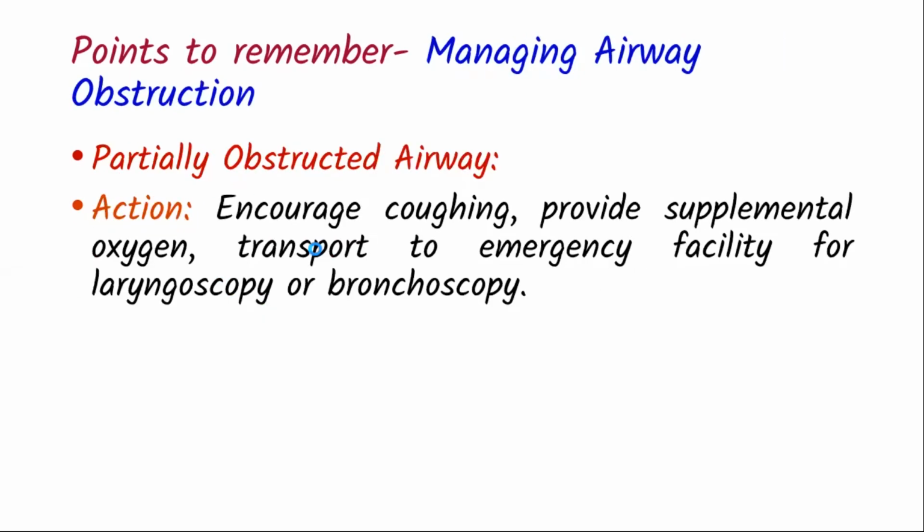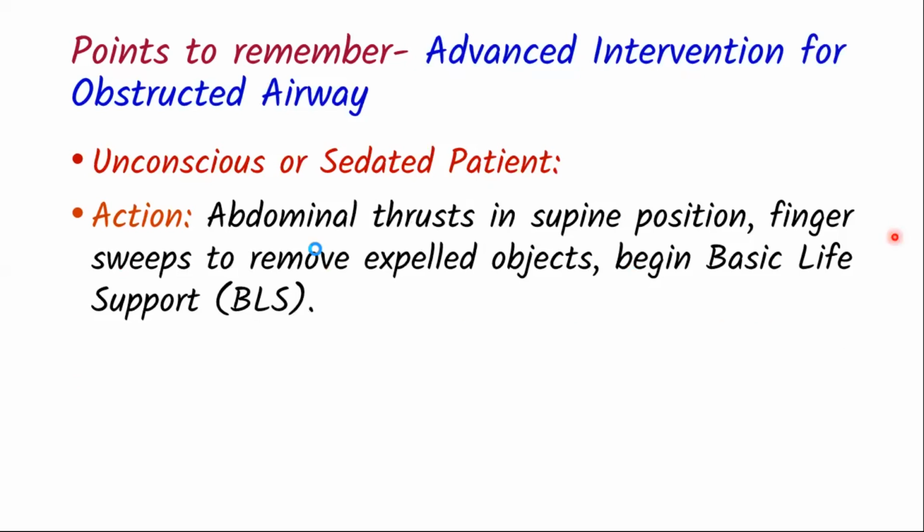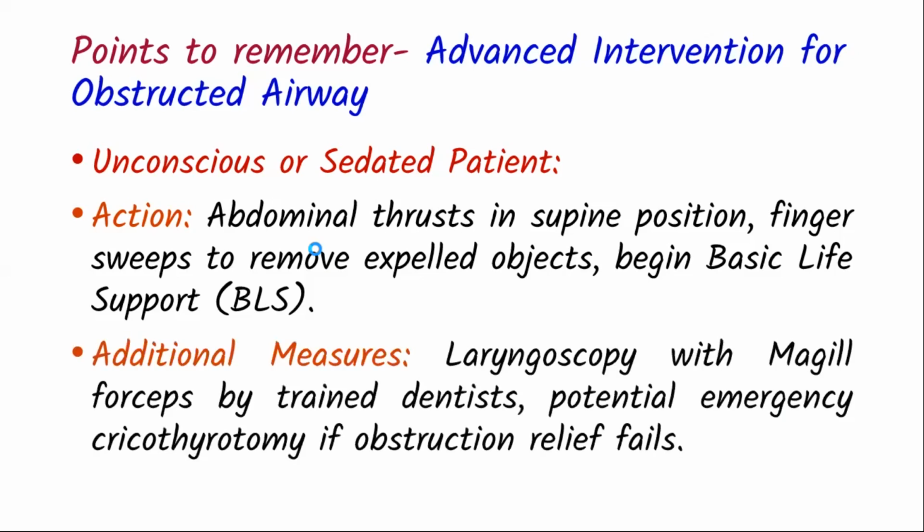In a partially obstructed airway, encourage coughing, provide oxygen, and transport for further procedure. In a completely obstructed conscious patient, perform abdominal thrusts until the object is expelled or the patient loses consciousness. For an unconscious or sedated patient, abdominal thrusts in supine position, finger sweeps, start BLS. Use laryngoscopy and Magill forceps if trained. Emergency cricothyrotomy may be necessary if other methods fail.